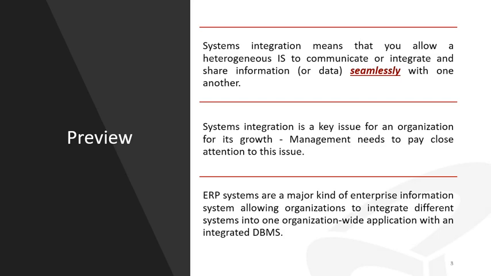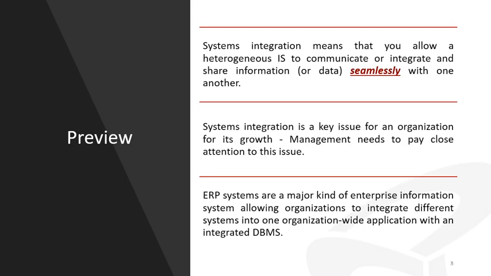For example, the warehouse employees don't know the product sales cycle, and the customer service employee may not know the status of the shipped products. This causes inefficiencies in the operation of an organization that reflect poor customer service. System integration is a key issue for an organization for its growth. Therefore, management needs to pay close attention to this issue.